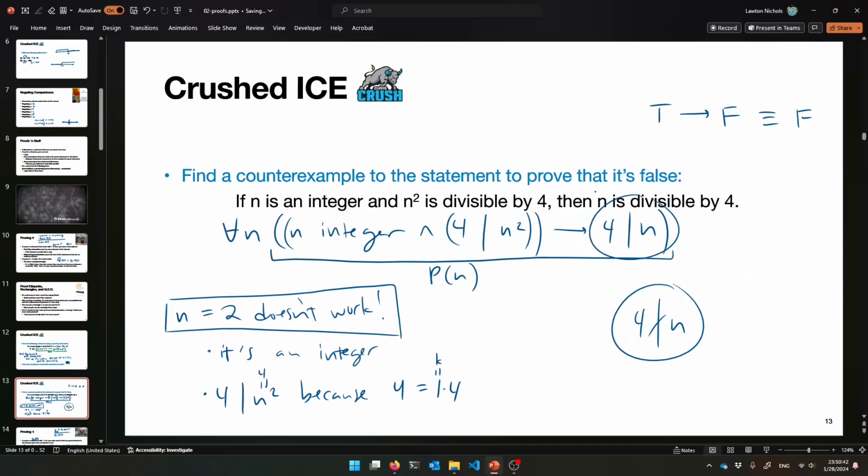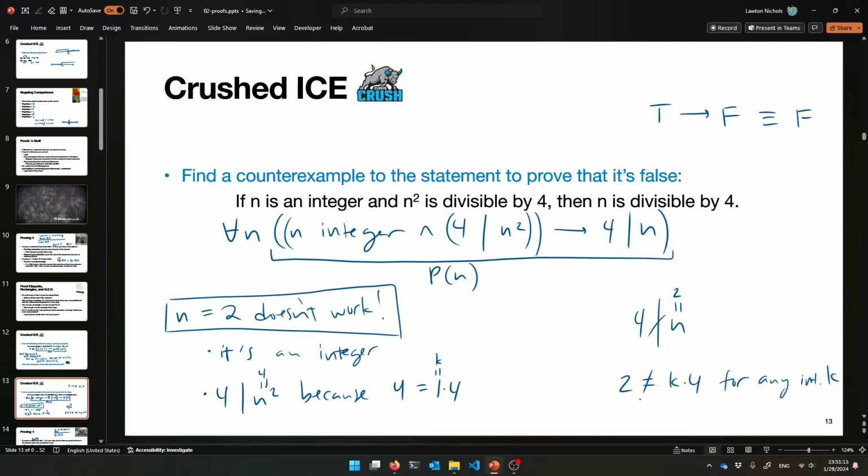This conclusion is false because what is n but 2, right? N is equal to 2. There's no way to make 2 from 4, right? 2 is not equal to k times 4 for any k. That's an integer at least. It needs to be an integer for it to be divisible, right? For any int k. And that's gonna prove it to us.